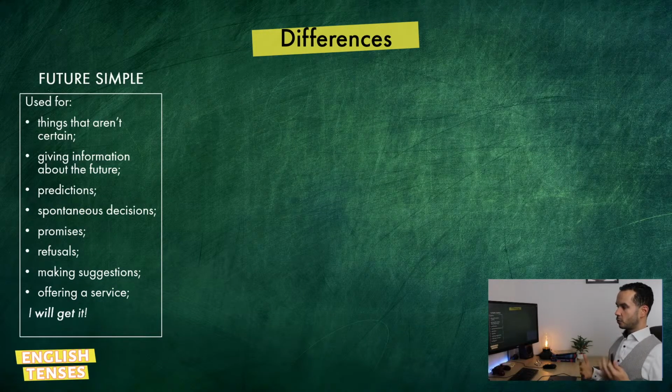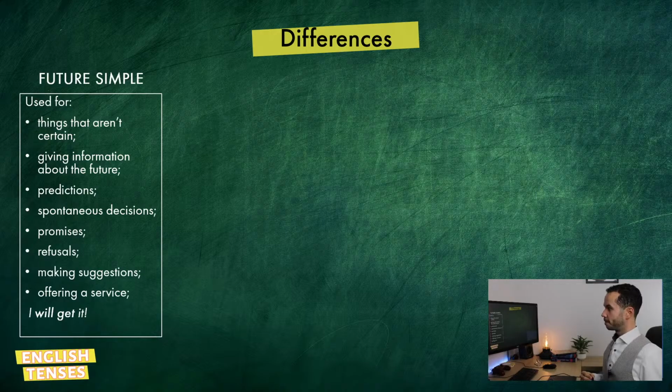So let's look at all the differences before we move on. We have future simple, which is used for things that aren't very certain, when we want to give information about the future, when we're making predictions, when we talk about spontaneous decisions, promises, refusals, when we're making suggestions, and when offering a service. An example of a future simple sentence is, "I will get it."